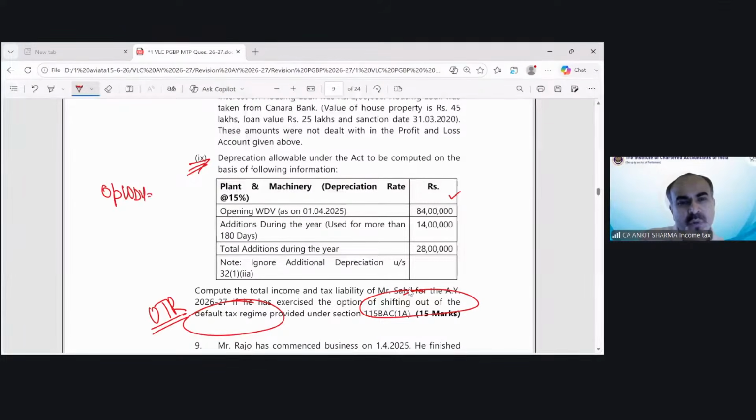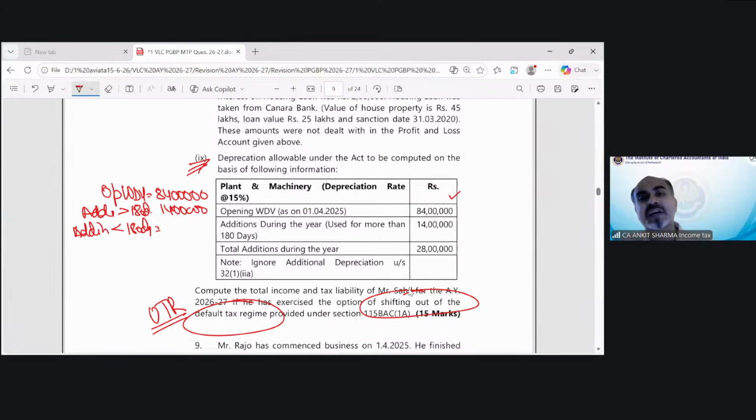So can you tell me, if the opening WDV in this question is 84 lakh and additions for more than 180 days is 14 lakh, then how many additions in this question are for less than 180 days? Is there any such addition, or is there no such addition?